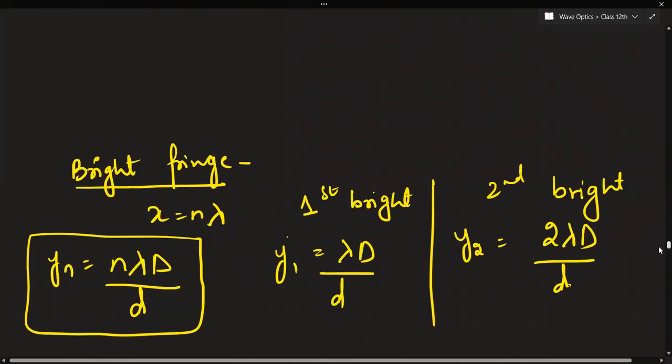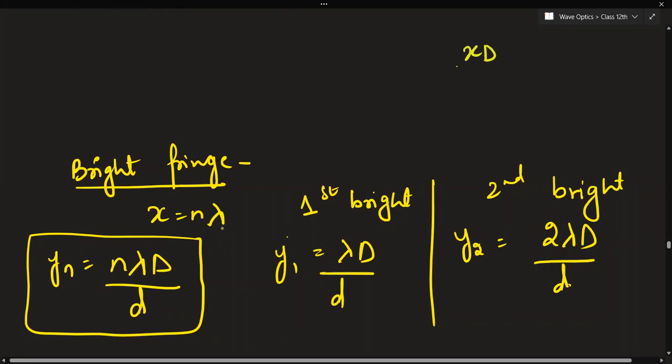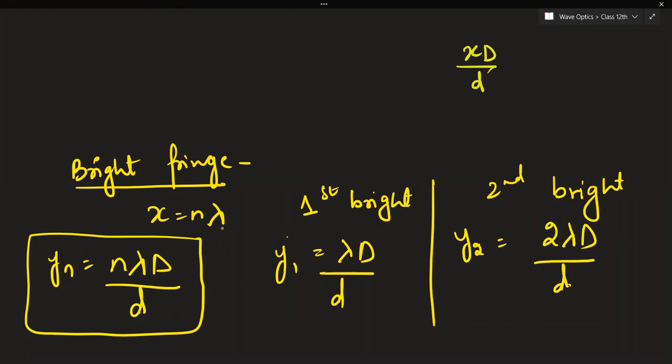Now if you have it specifically for a bright fringe, we already know the path difference is n lambda, where n is 0, 1, 2, 3, any number. So yn, which was x capital D by small d, instead of x you can put n lambda. So yn will be n lambda capital D by small d. Depending upon the number of the fringe, let's say for the first bright fringe you put n as 1, so that will be lambda D by d. For the second bright fringe, it will be 2 lambda D by d.